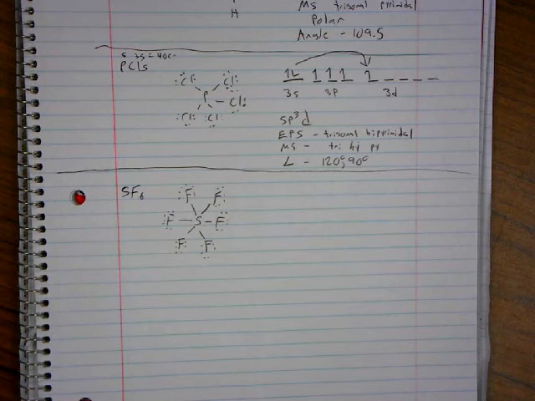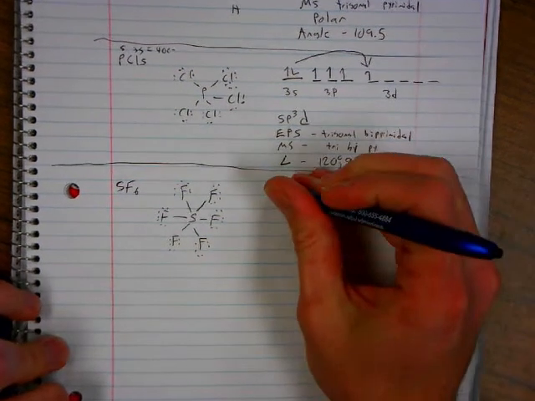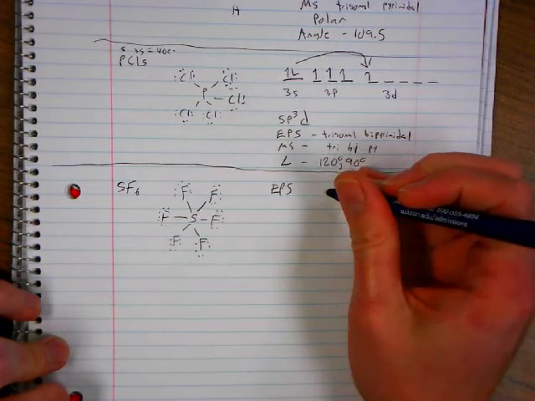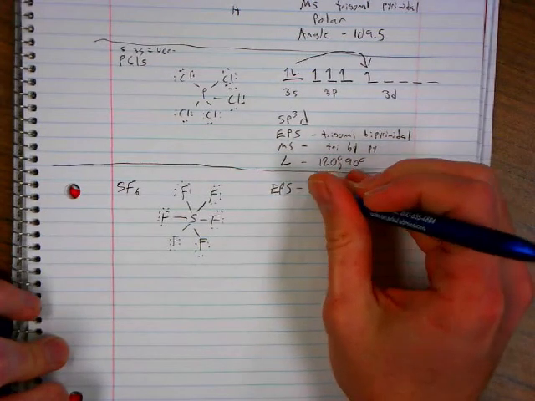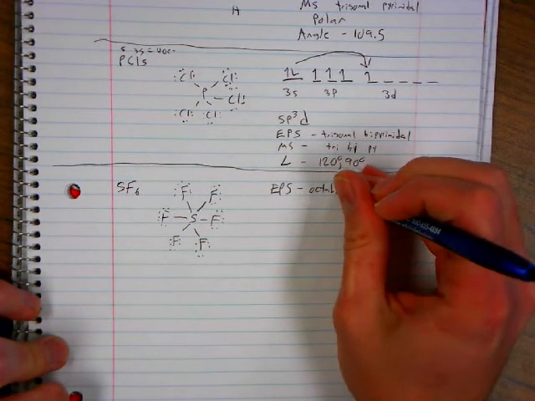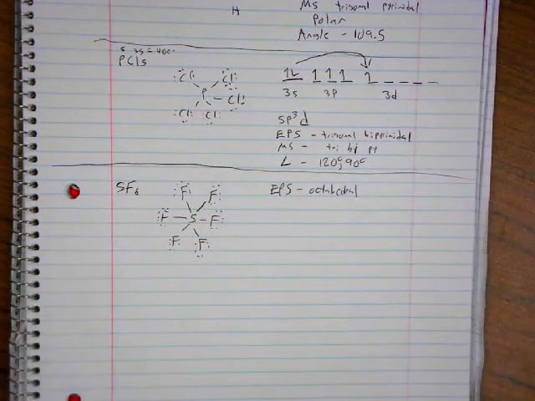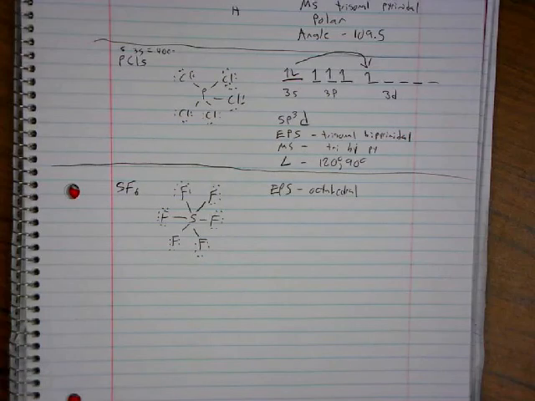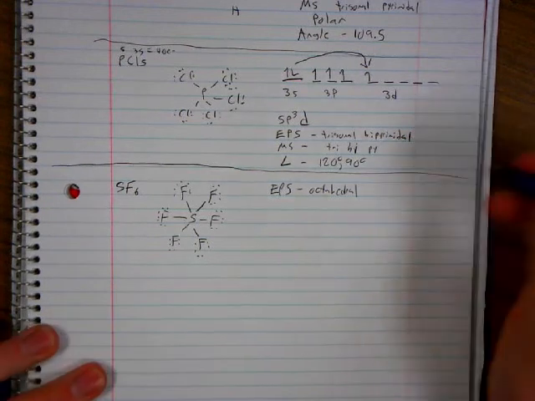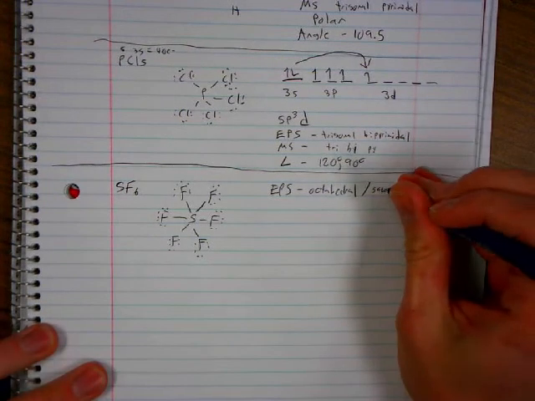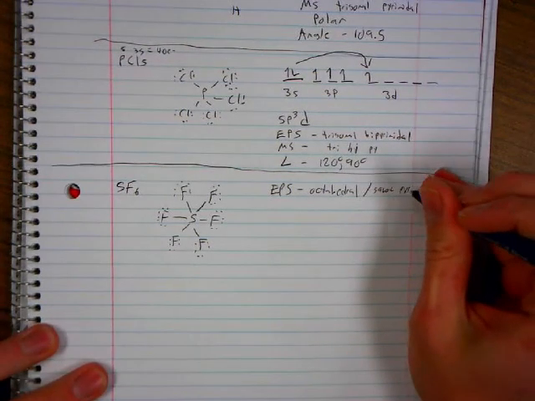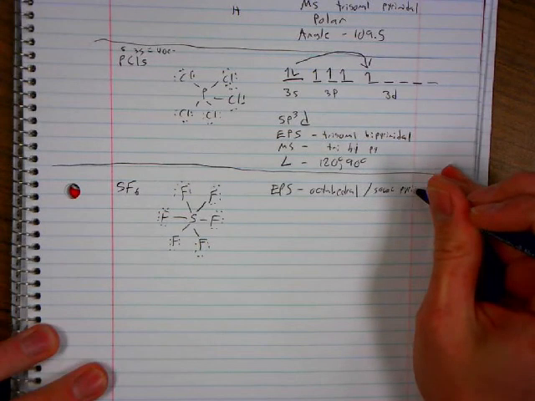And I hinted to this yesterday that the electron pair structure was octahedral. It was octahedral, and that's based off of how many faces there would be on the outside of that 3D shape. Or sometimes you'll see it as square pyramidal.